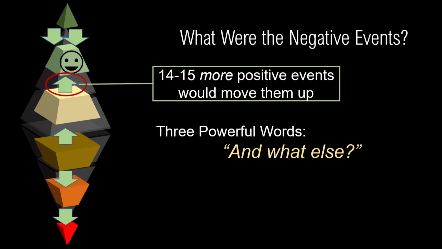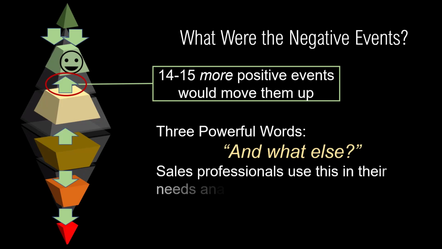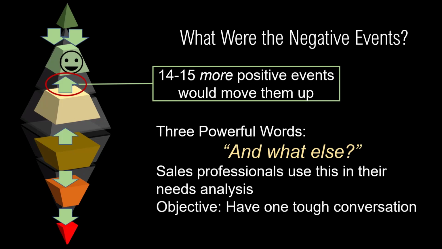Sales professionals use these three words in their needs analysis. They ask the customer, what are the top three problems facing your business? And when the customer answers 1, 2, and 3, what do the sales professionals ask? And what else? The objective is to have one tough conversation with the customer. When the customer becomes vocal because they are a grumbler, there were multiple negative events that brought them down, and in order to move them all the way back up to buyer or endorser, we must address them all.